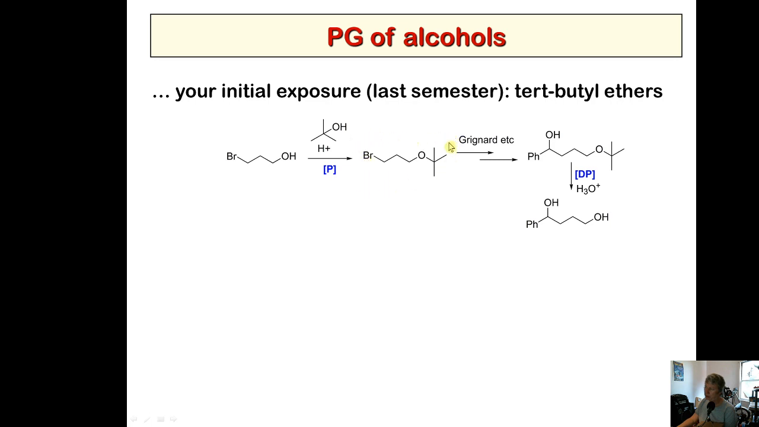we're ready for our Grignard. In this case, we want to just attach. It's a simple Grignard. We have a three-carbon piece, and we're trying to attach. It looks like benzaldehyde, right?